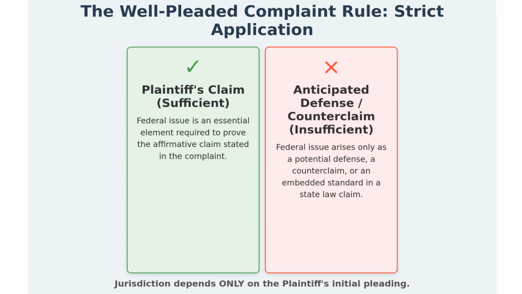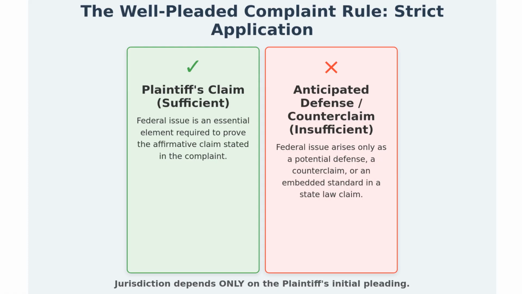Jurisdiction is not established simply because the defendant might raise a federal defense. For instance, if the plaintiff sues for breach of contract under state law, and the defendant plans to argue that the contract violates a federal statute as their defense, federal question jurisdiction does not automatically attach. The federal issue must be part of the plaintiff's affirmative case. Similarly, an anticipated federal counterclaim by the plaintiff is insufficient to create jurisdiction.